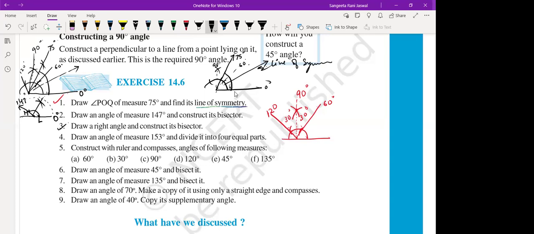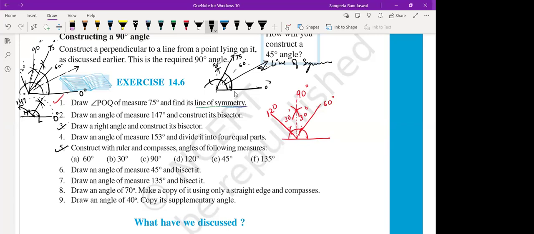We'll do it in tomorrow's class. Now for your homework, you can take this 60-degree, 30-degree, 90-degree, 120, 45, and 135. Can you take it for homework? Question number 5. Then the sixth question is draw an angle of measure 45 degrees and bisect it.